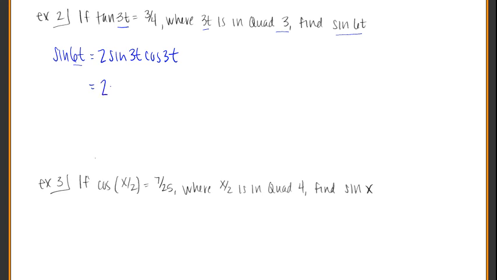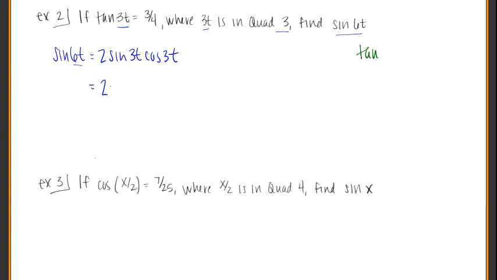I need to figure out what sine of 3t is and then cosine of 3t. So how can I get sine or cosine if I'm given tangent? So let's think. I know that one of those very first identities, I'll come over here and do some side work, the infamous side work.